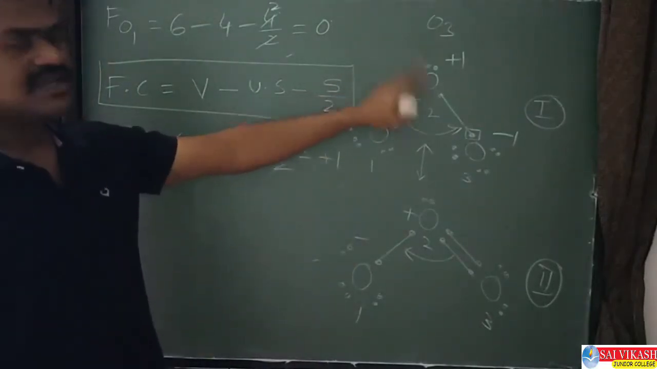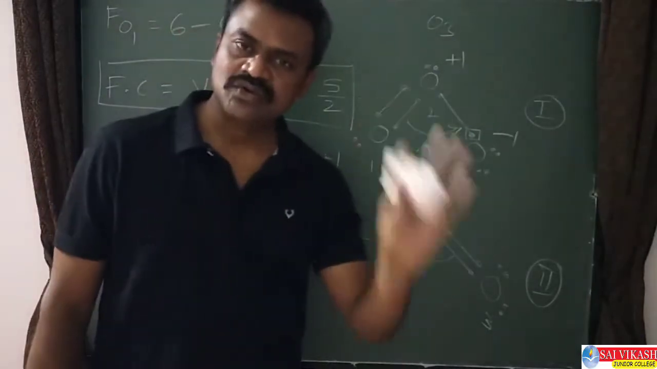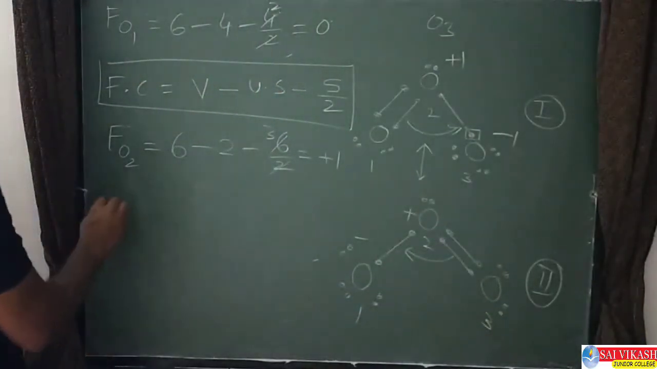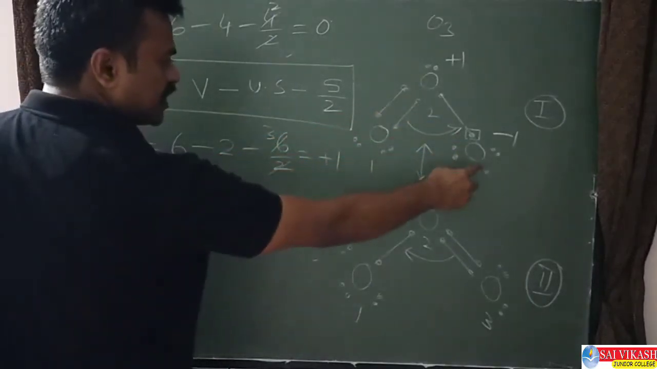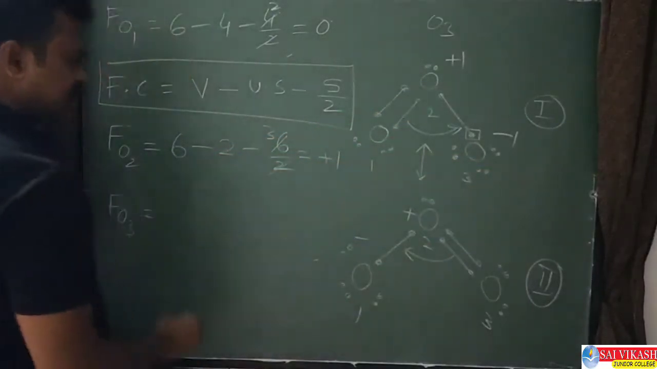Individual oxygen atom charges are nothing but formal charges only. This is oxygen 2. Now the formal charge of oxygen 3. The number of shared electrons here, also how many? 6.